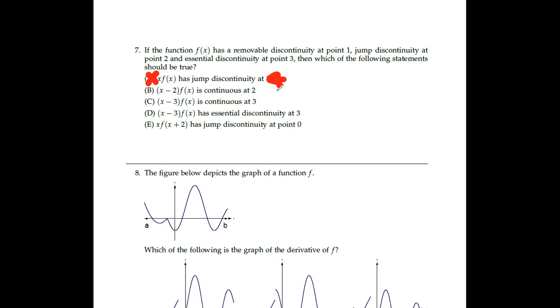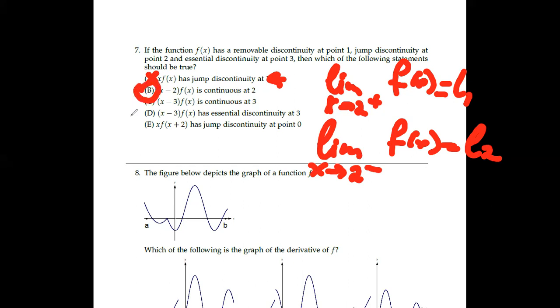x minus 2 times f will be continuous. When we say it's a jump discontinuity, that means the limit as x tends to 2 from the right side of f(x) exists and is some constant L1, and the limit as x tends to 2 from the left side of f(x) again exists and is some L2, two finite numbers. When we multiply these by x minus 2 and x tends to 2, we are multiplying by 0, so we will have a continuous function, because L1 times 0 will be 0, L2 times 0 will be 0, and the value of our function will be 0. So B seems to be the correct answer.